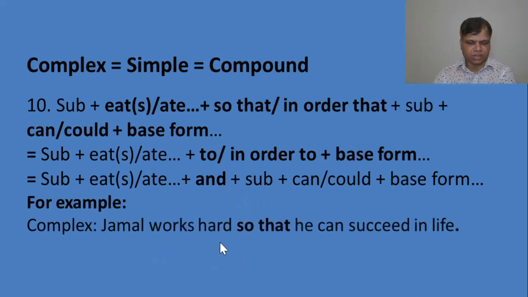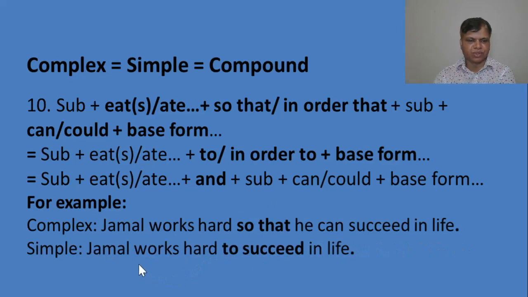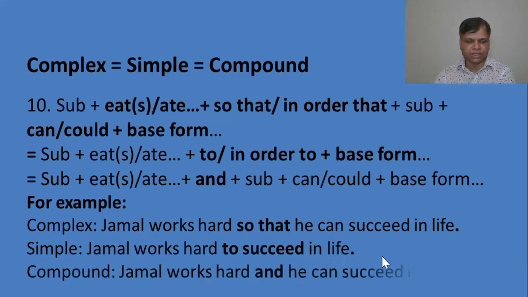Jamal works hard so that he can succeed in life. It is a complex sentence. So the simple will be: Jamal works hard to succeed in life. If you want to make it a compound sentence, look at the structure. Jamal works hard and he can succeed in life.